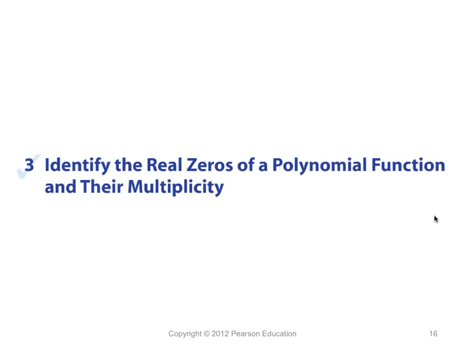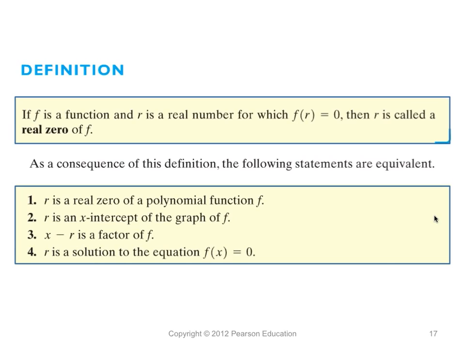Okay, the next objective is to be able to identify the real zeros of a polynomial function along with something called the multiplicity. This is kind of a confusing word, but it's not actually that difficult once you get into it. So let's look at this right here.